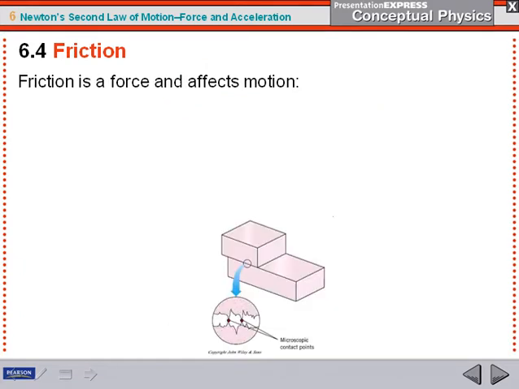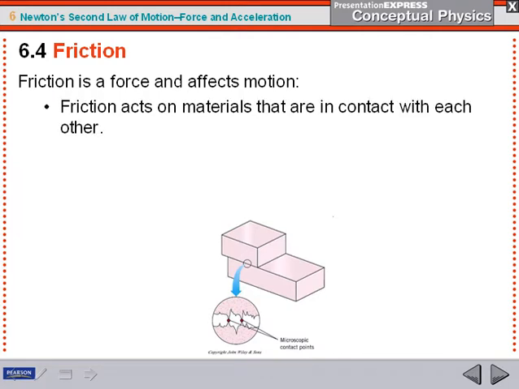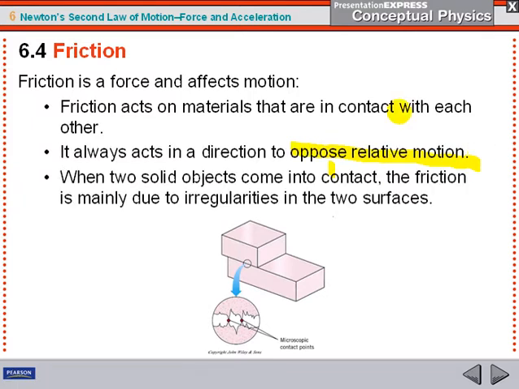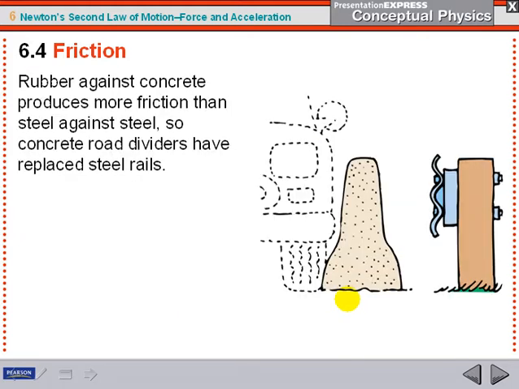So force, we all know already. Friction we already know is a force, and it affects the motion. It acts on materials that are in contact with each other, and it always acts in the direction opposite relative motion. It's because the irregularities between two surfaces kind of catch on each other. And here's a microscopic view of these two surfaces hitting each other. That's what friction is caused by.